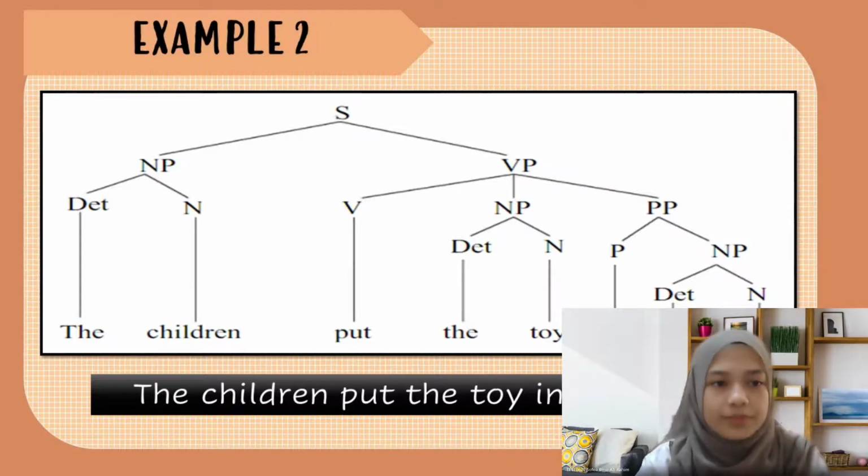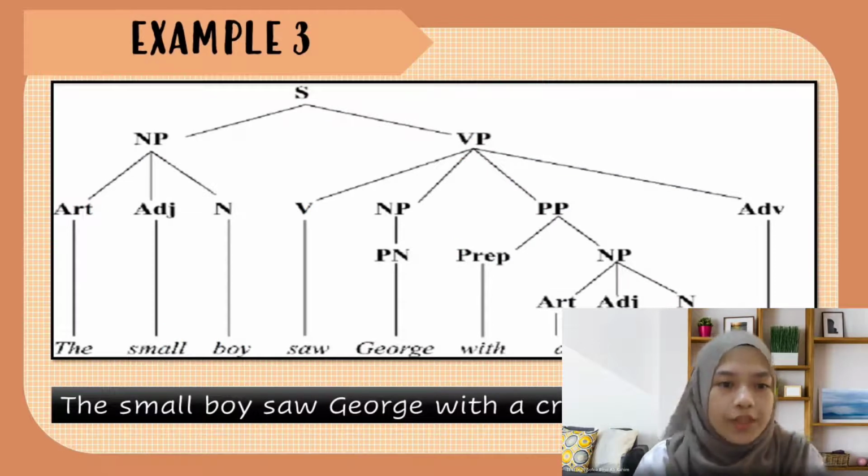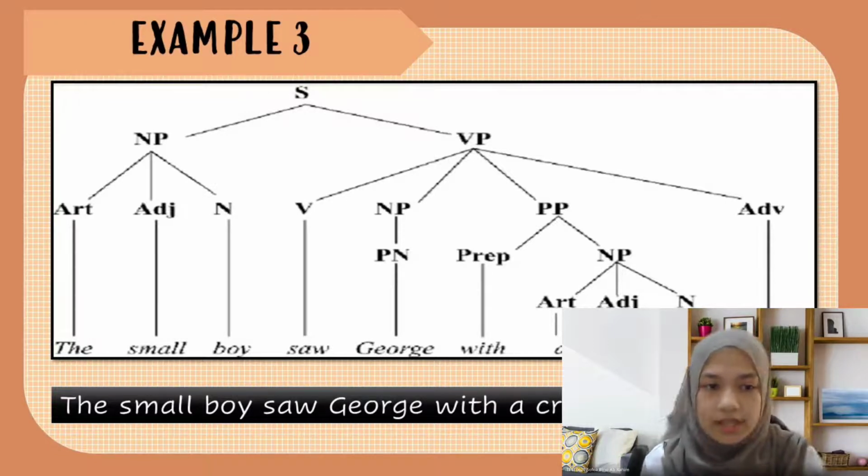The last example, the small boy saw Josh with a crazy dog recently. The small boy as noun phrase, saw Josh with a crazy dog recently as verb phrase. So the as an article, small as adjective, and boy as noun. Saw as verb. Josh is a proper noun, with is a preposition, a as article, and crazy as adjective, dog as noun, and recently as adverb.